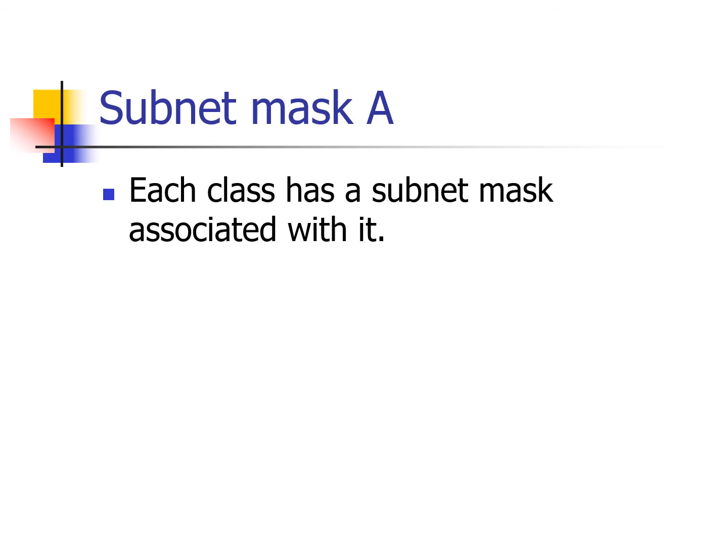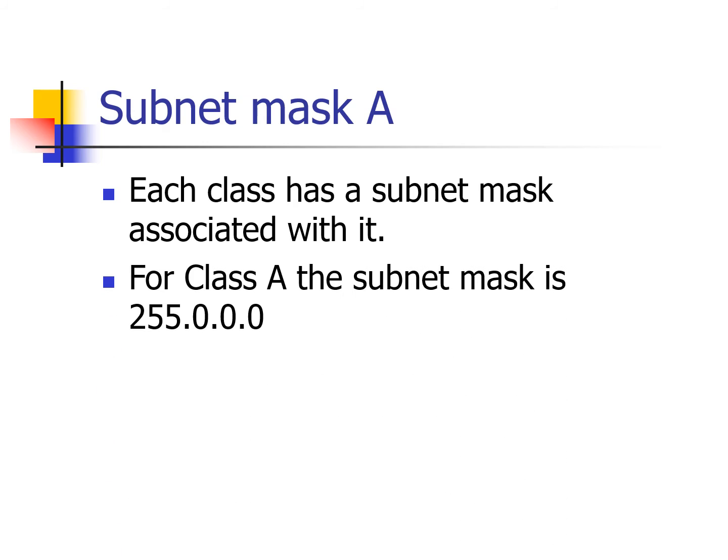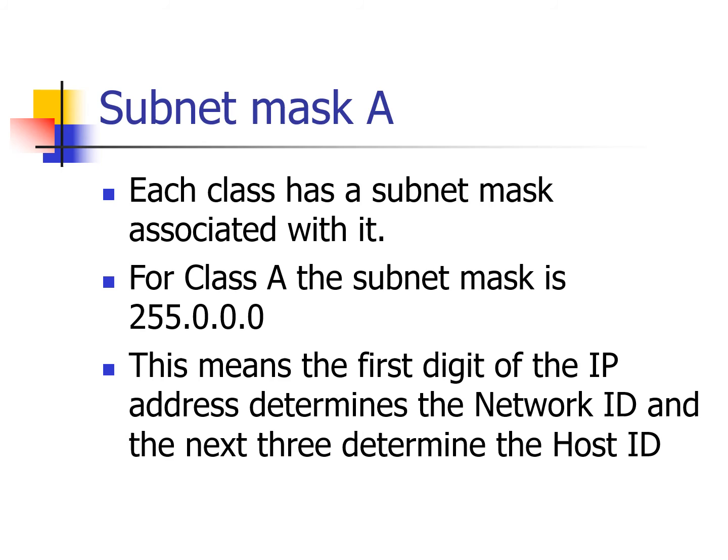Here's an example. Every class has a subnet mask associated with it. When we talk about a class A network, we associate the subnet mask 255.0.0.0. What this means is that the first digit of the IP address determines the network ID, and the next three determine the host ID.